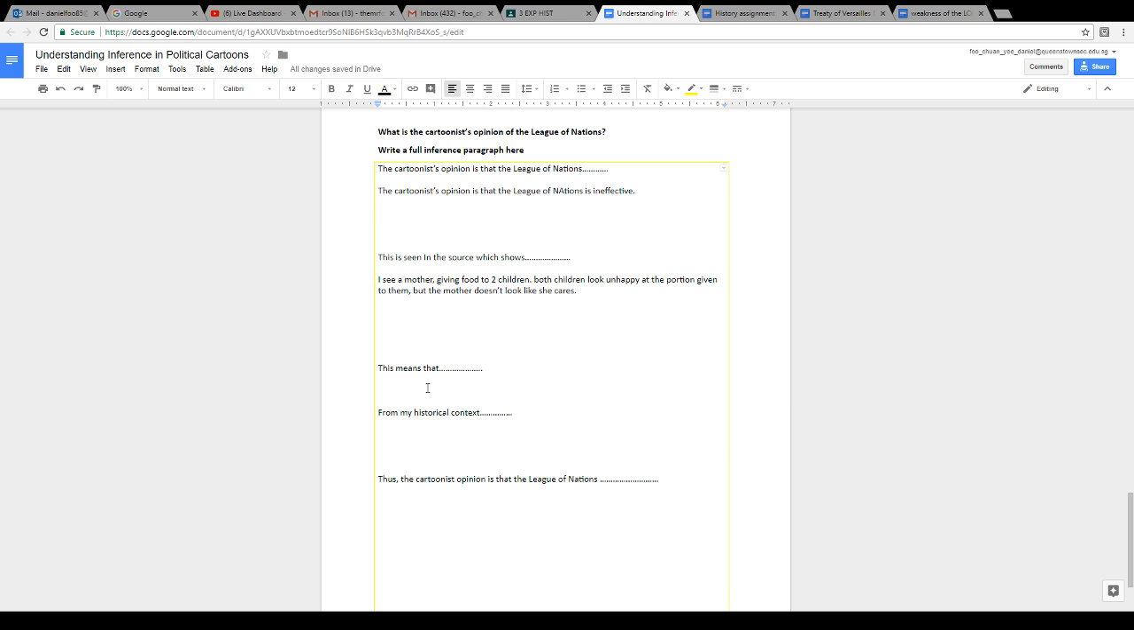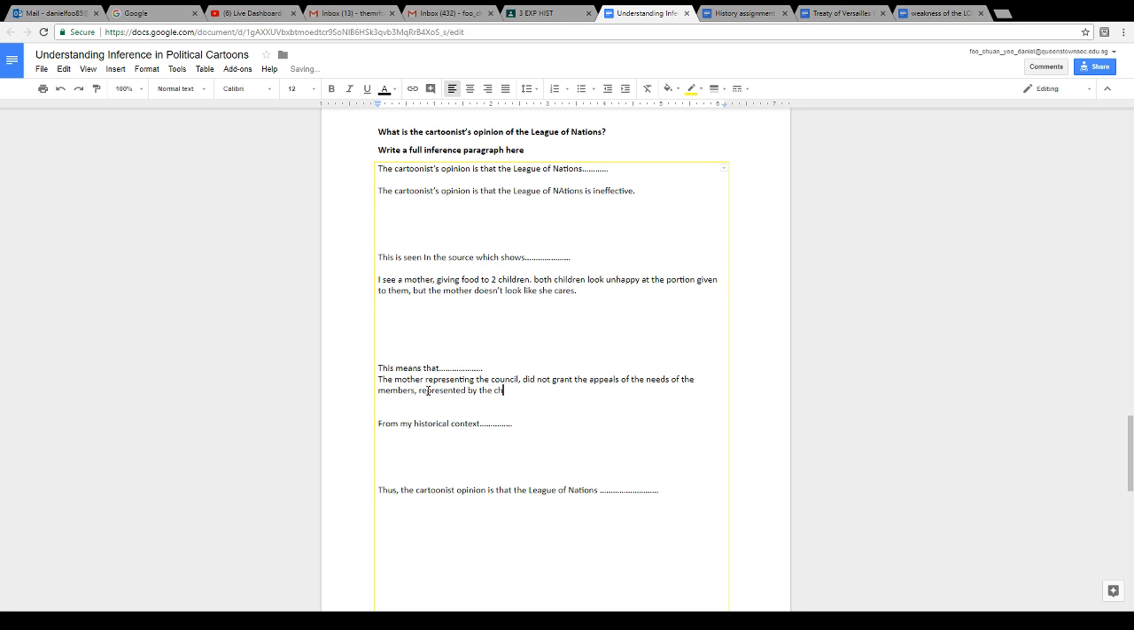In the explanation, then you break it down in terms of the symbolism that is being represented. So the mother representing the council did not grant the appeals of the members, of the needs of the members or the General Assembly represented by the children. Okay, the council did not grant the appeals of the needs of the members represented by the children. From my historical context, why did they not appeal?